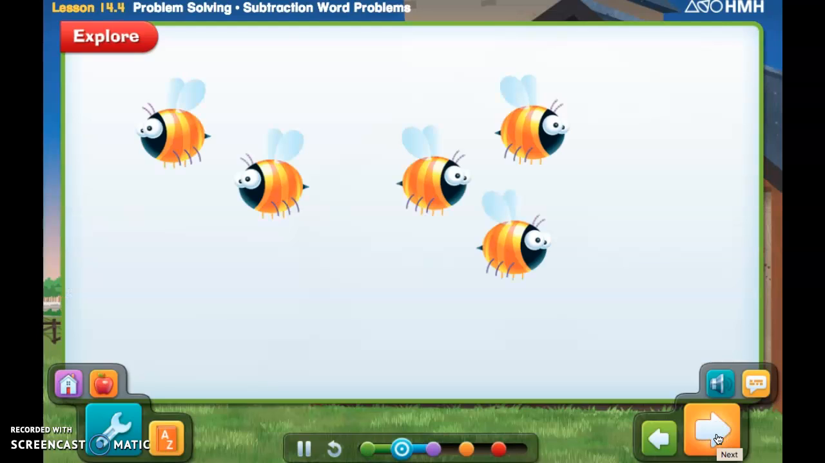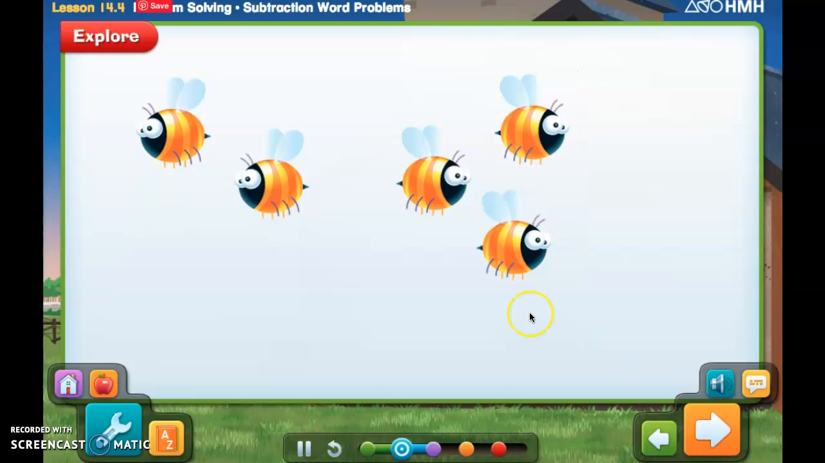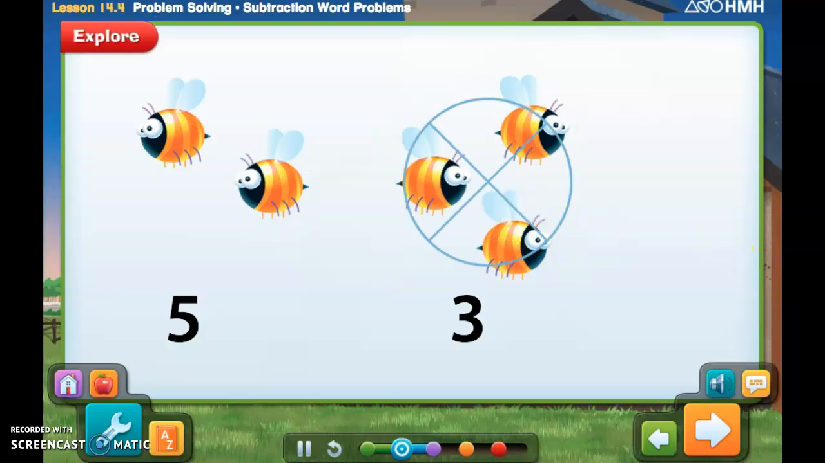There are 5 bees. 3 bees fly away. How many bees are left? You know there are 5 bees to start with. Click to see how many bees there are. 5. There are 5 bees. Now click to cross out the bees that fly away. 3 bees fly away. You need to find how many bees are left.